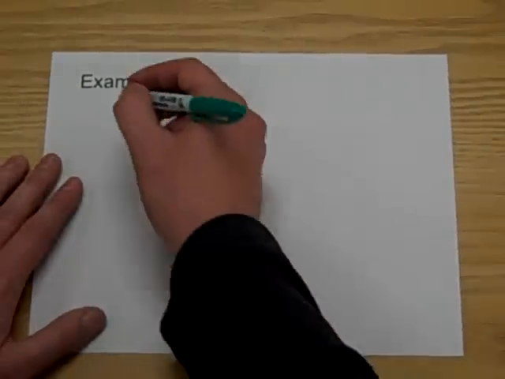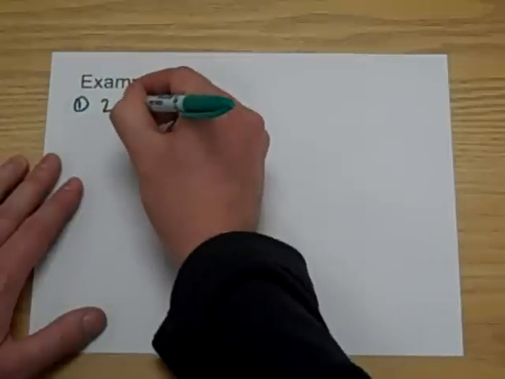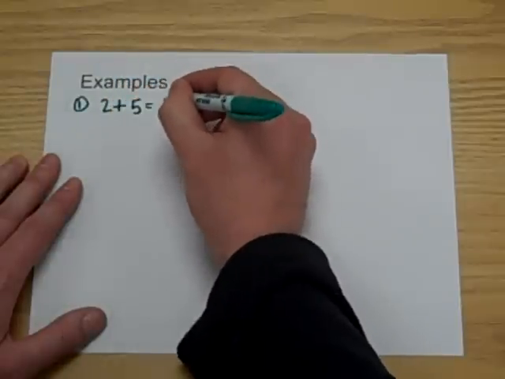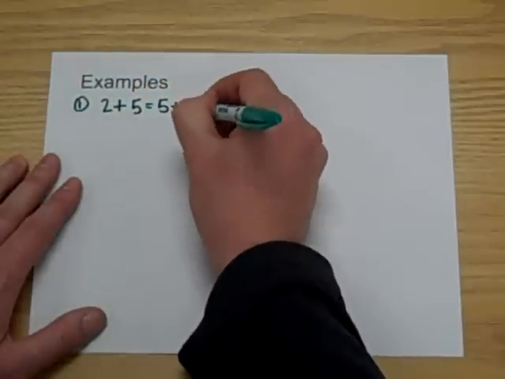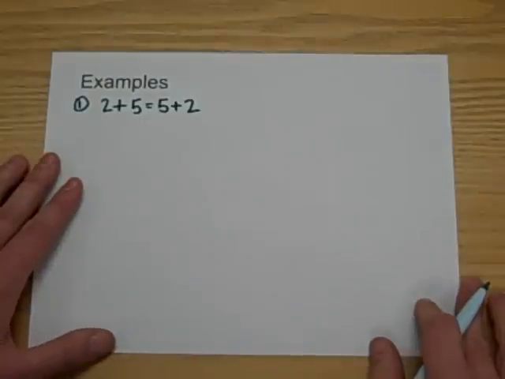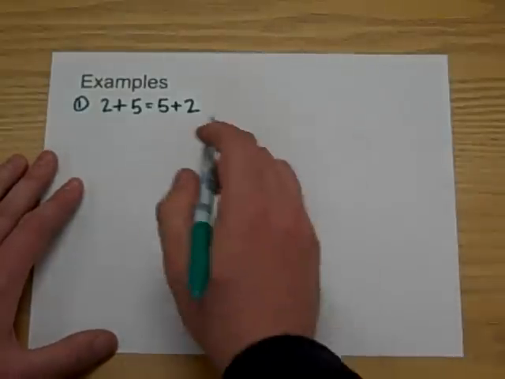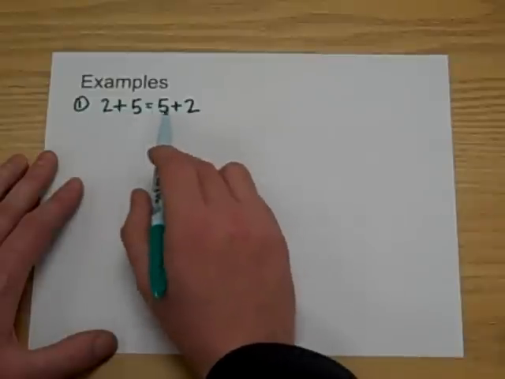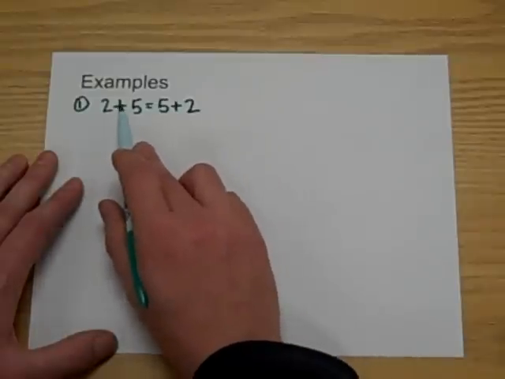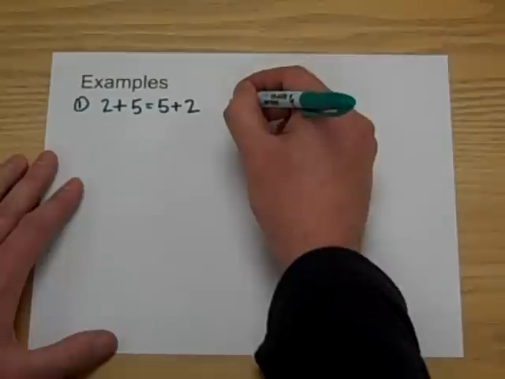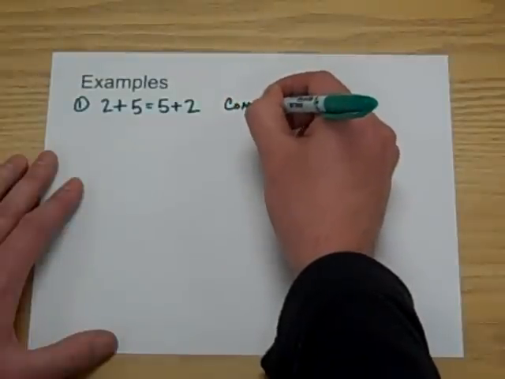Okay, let's start with 2 plus 5 equals 5 plus 2. Okay, so it looks like it doesn't matter what order I do them in. The order has changed, but it doesn't matter. I get 7 here, I get 7 here. This is an example of the commutative property of addition.